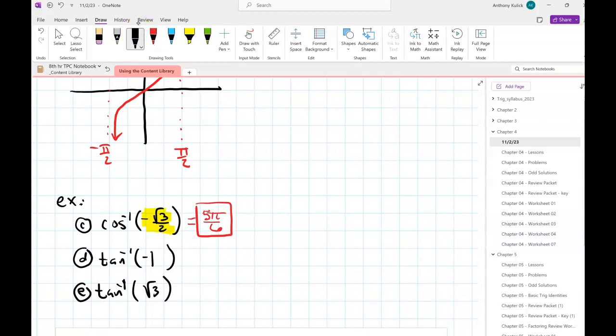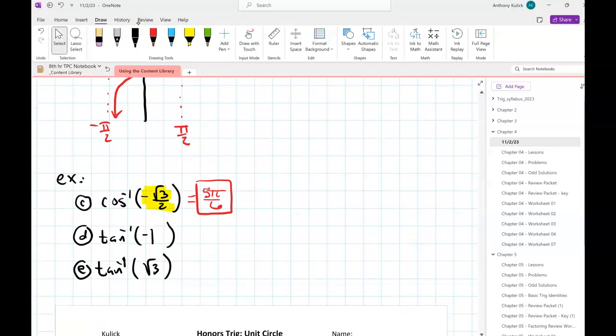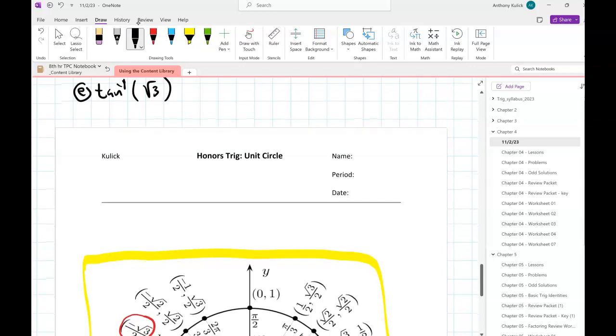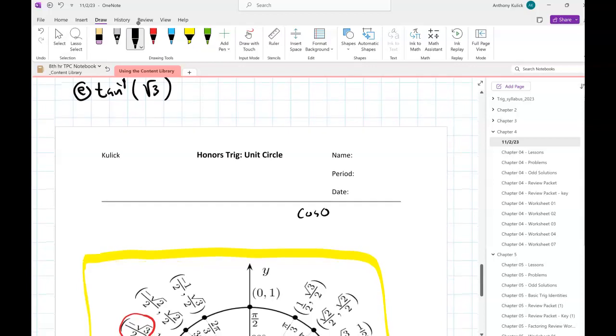Now, tangent. How is tangent related to the x and y coordinates on the unit circle? Remember that cosine is x and sine is y. But what is tangent? Ooh, so close. Y over x.